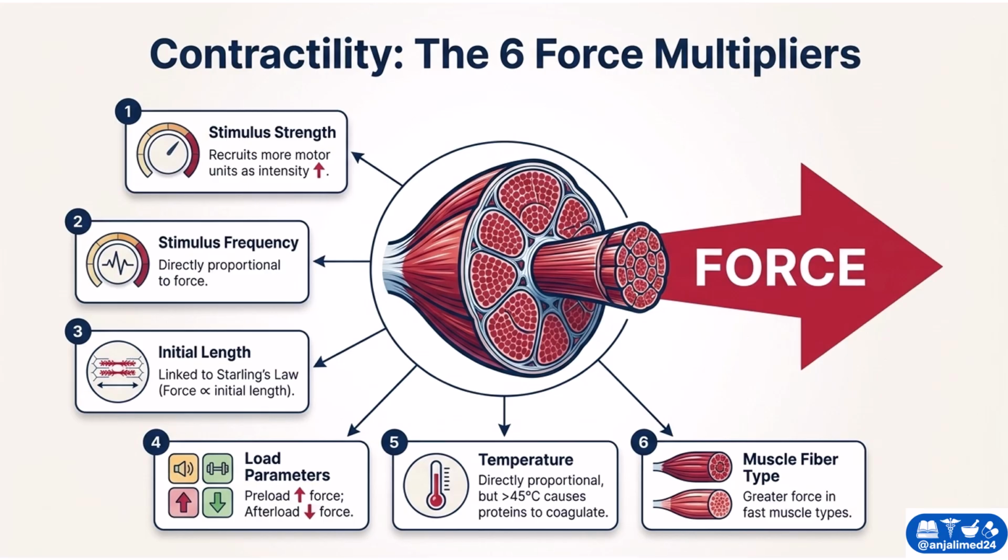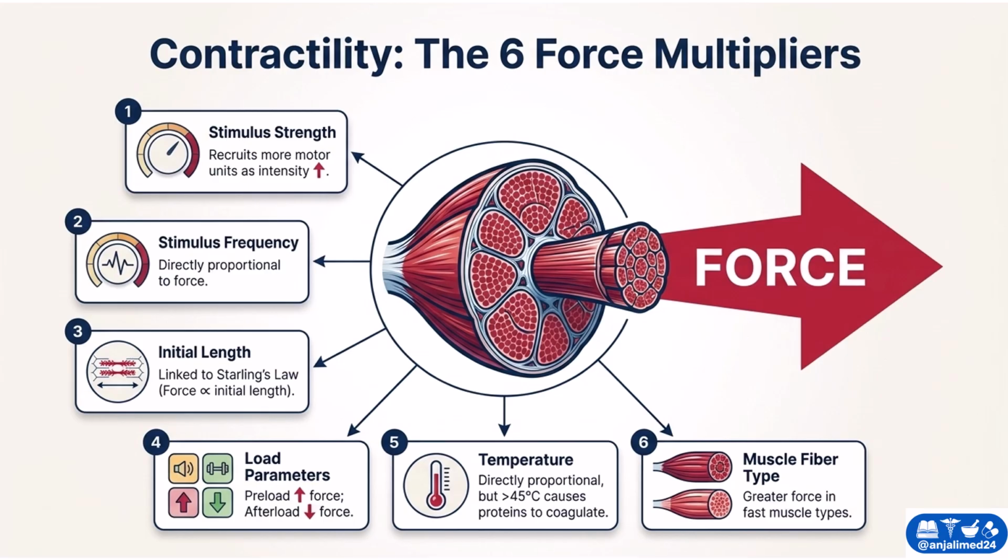Number 2, stimulus frequency. Muscle force is directly proportional to stimulus frequency. Rapid repetition of stimulation can produce summation and even tetanus, leading to stronger contraction. Number 3, initial muscle length. This follows the length tension relationship, similar to Starling's law. An optimal initial length creates the best overlap between actin and myosin, producing maximum force.